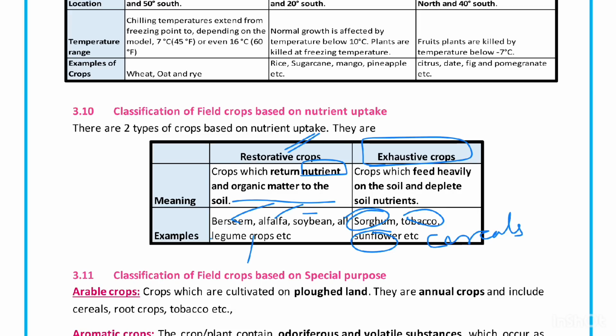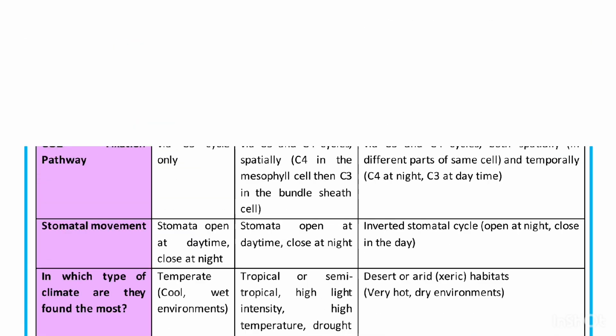Based on nutrient uptake, the classification of field crops is finished. Next is based on carbon dioxide fixation. We will be discussing that next.